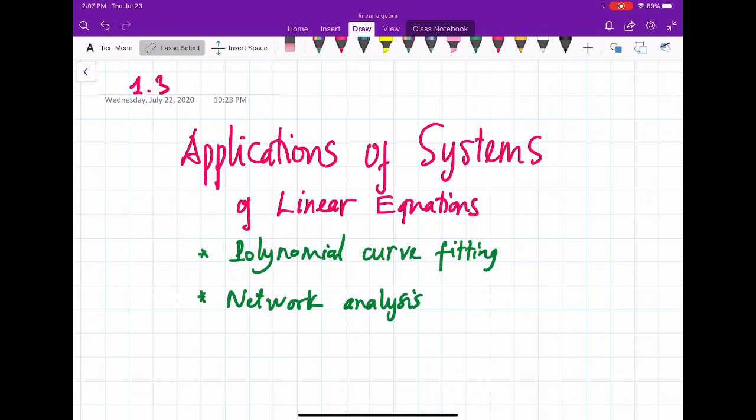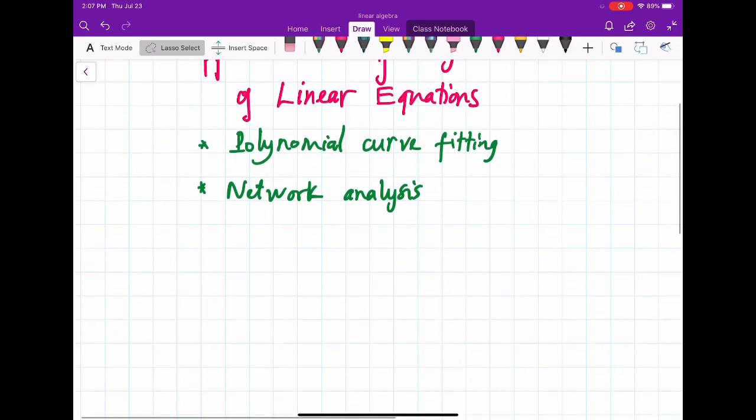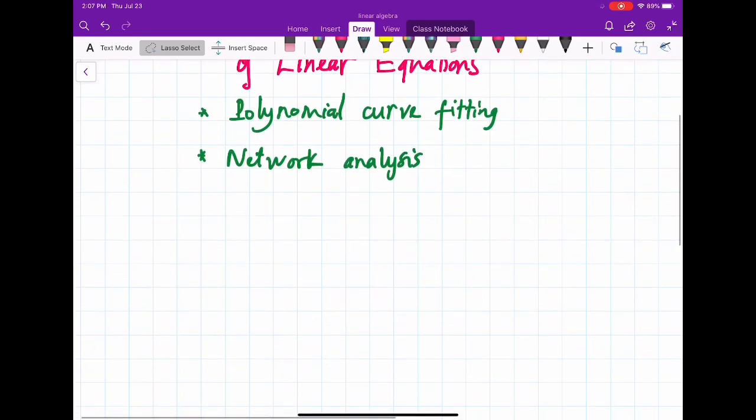In this video, we consider some applications of systems of linear equations. We will solve some examples on polynomial curve fitting and network analysis. Okay, so let's talk about the first problem, polynomial curve fitting.